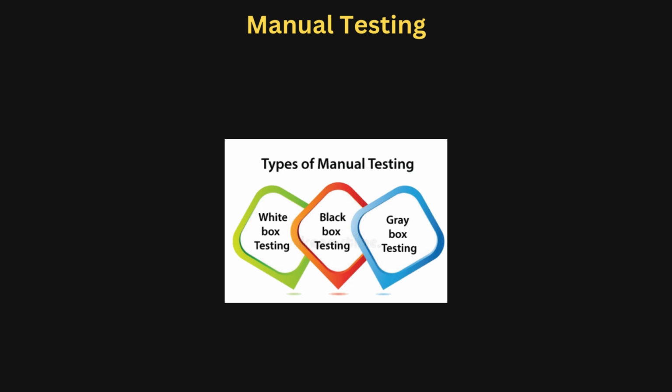Okay, so now automated testing. Automated testing uses tools and scripts to run the tests automatically. It's highly efficient for repetitive and time consuming tasks, especially in large projects. There are three types of automated testing: unit testing, integration testing, and regression testing.